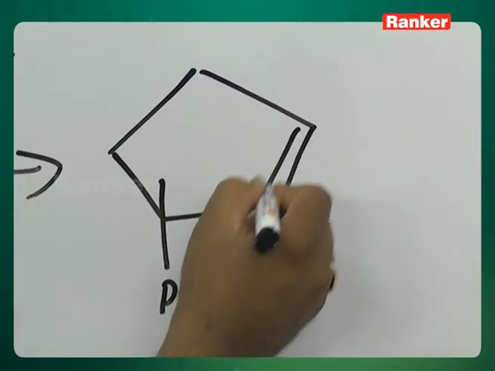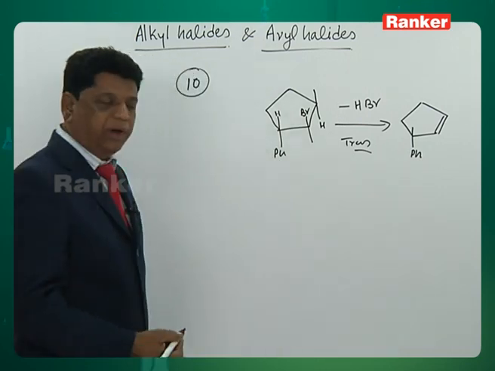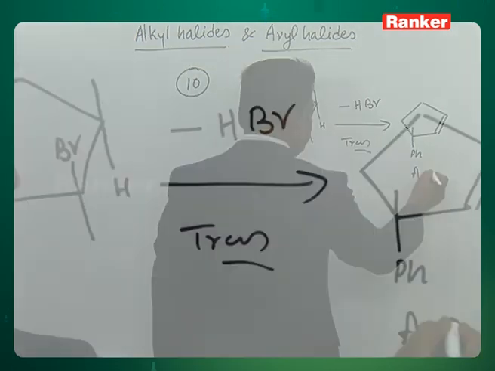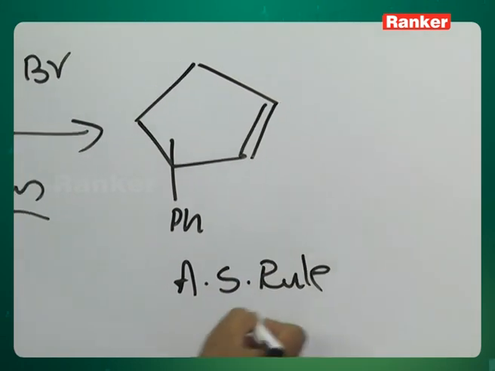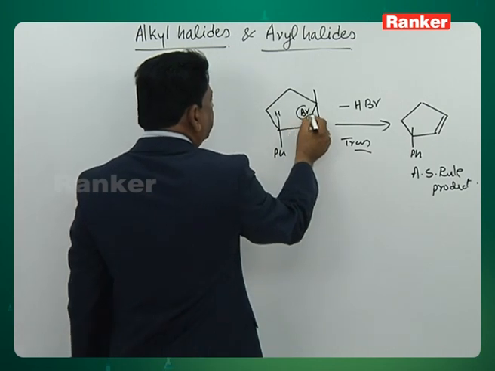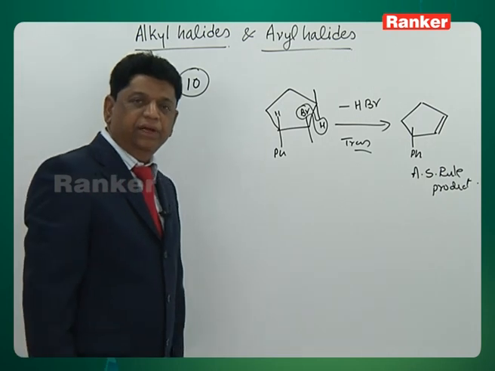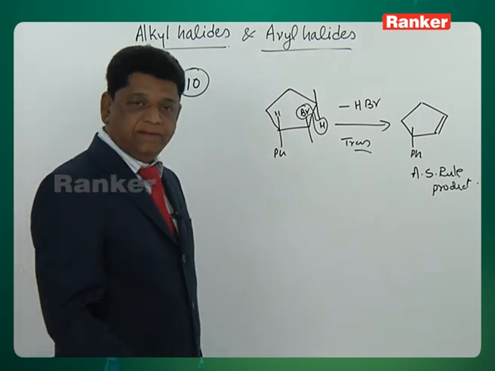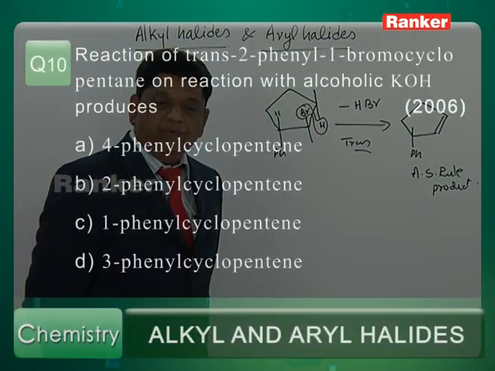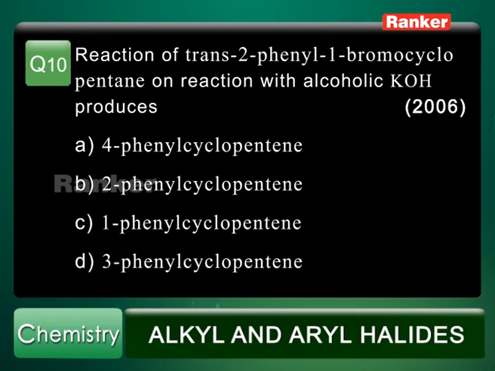Phenyl will be there, but the double bond goes that side. Actually, if the double bond comes this side, that is the Saytzeff rule product. This is an anti-Saytzeff rule product, because here we give preference to trans coplanarity, or trans elimination, as the preferential elimination. So H and Br are selected from the other side, not from the phenyl side. So answer D will be the right answer. That is 3-phenyl, from the alkene side, it is 3-phenyl-1-cyclopentene that will be the answer.